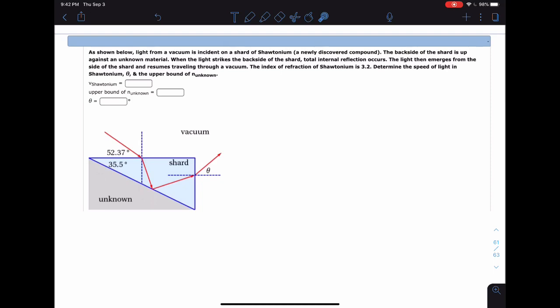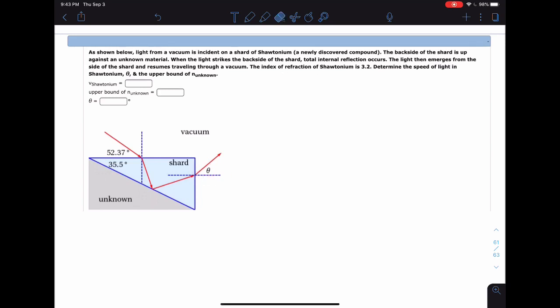Determine the speed of light in Chautonium, theta, and the upper bound of the index of refraction for the unknown material. That's what this n unknown is. It's the index of refraction for the unknown material. Now, I want to go through this problem. I'm not going to solve it fully, but I want to talk about the approach. I'm going to focus on these two bottom parts here, determining the upper bound of the unknown index of refraction and theta, which is way over here.